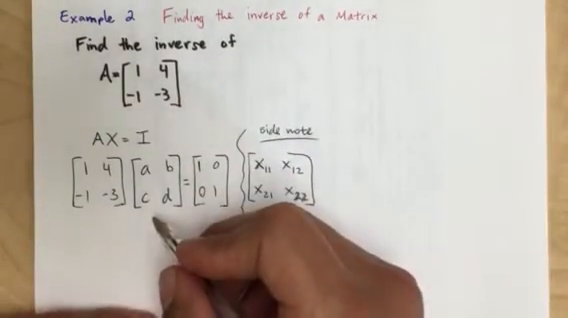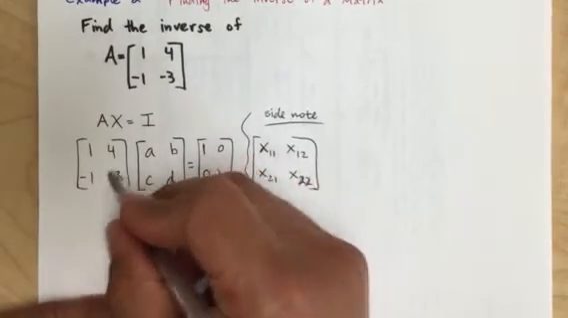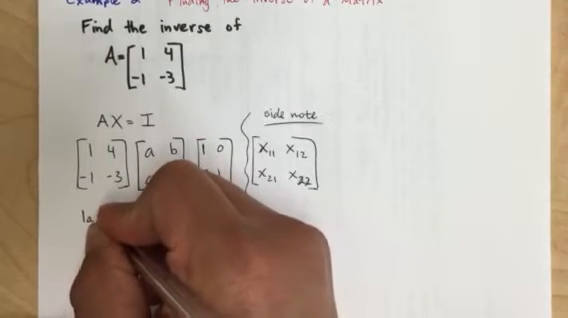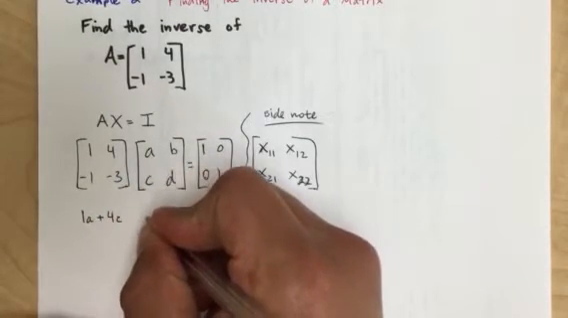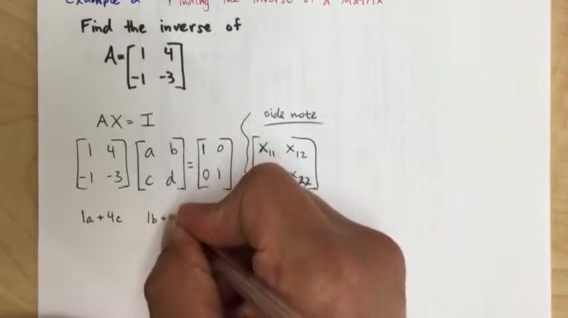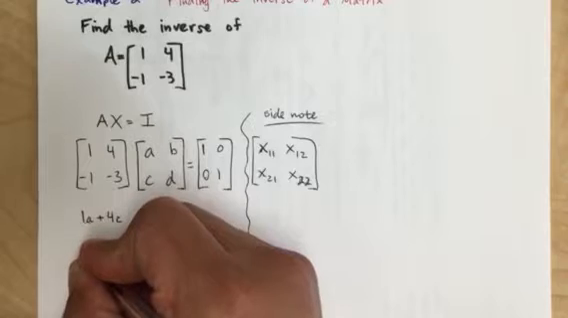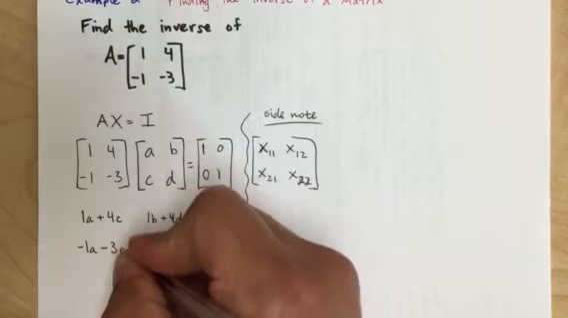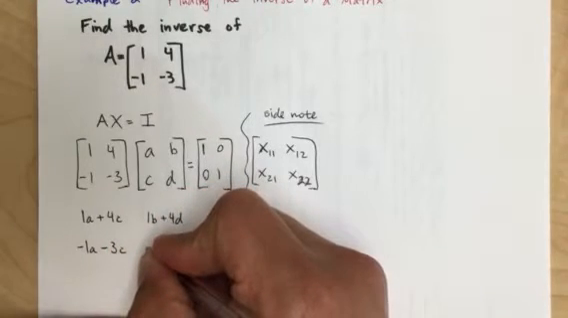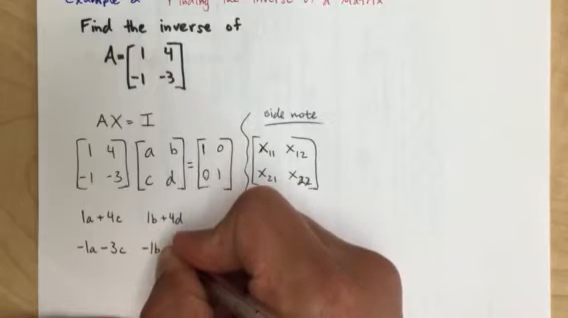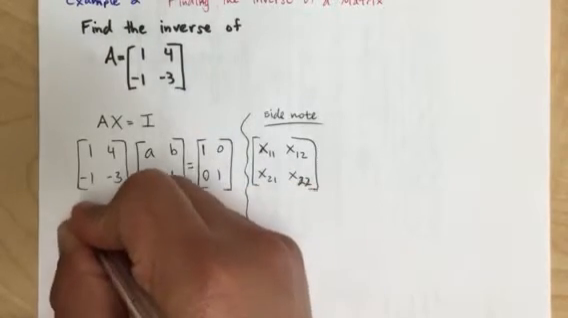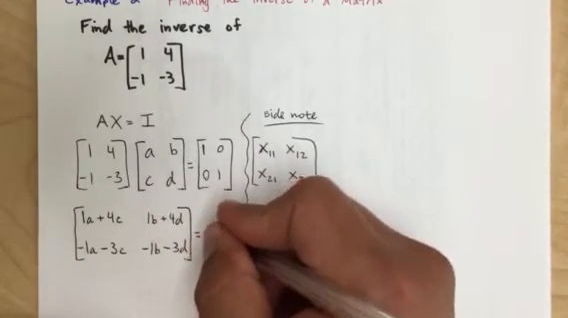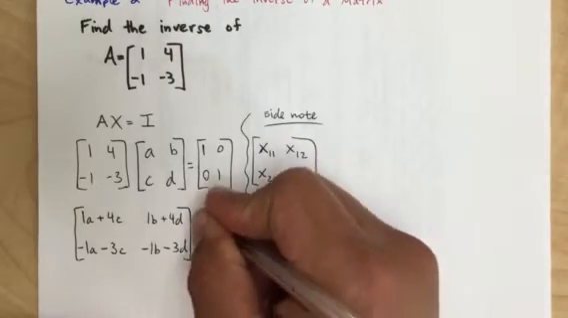If we go ahead and solve for X, we need to multiply these two first, and we're going to get 1A plus 4C, and then over here we're going to get 1B plus 4D. Over here we're going to get negative 1A minus 3C, and then over here negative 1B minus 3D. So we have this matrix when we multiply these two, and this is equal to 1 0 0 1.